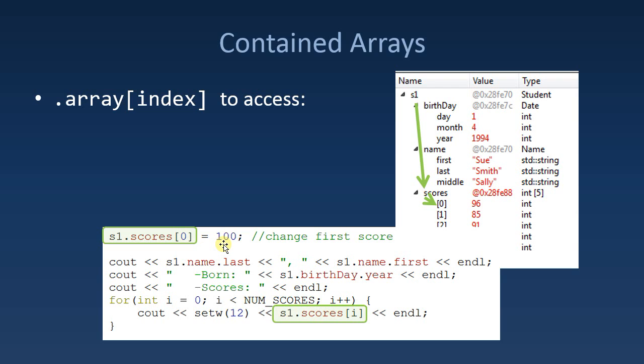If I want to print out all the scores, I could print out the student's name and their birthday, etc., and then loop through all the scores. And so say with i from 0 to however many scores there are, access student 1, go to their scores, and get me this particular score. That's what I want to print out.